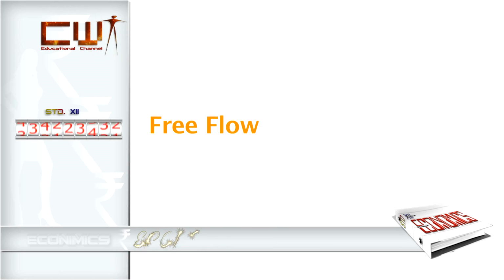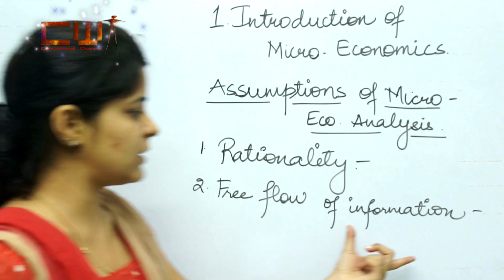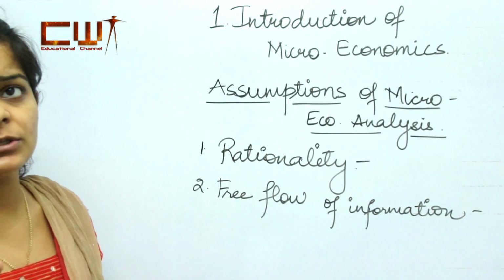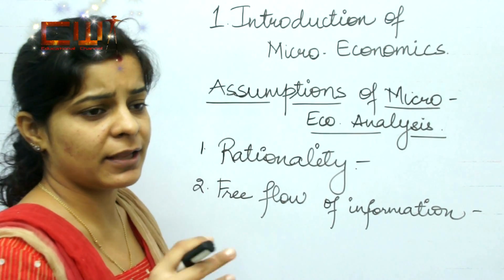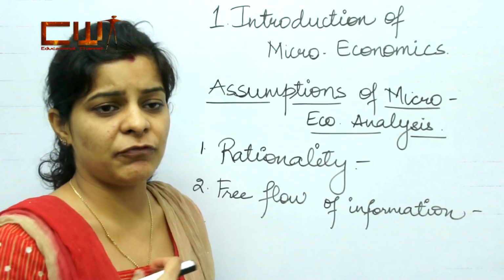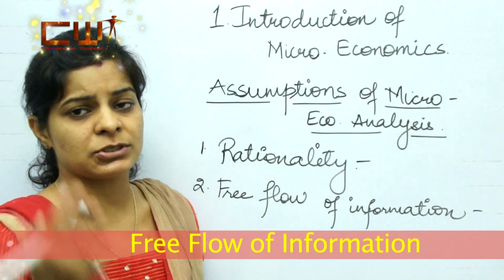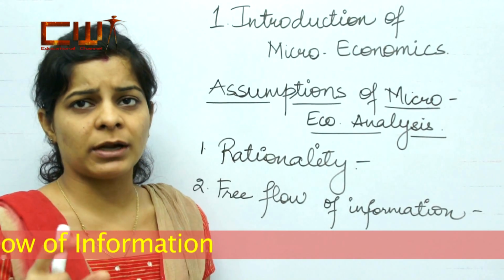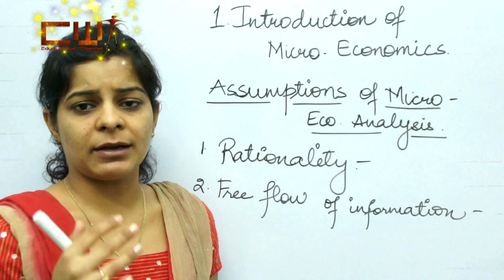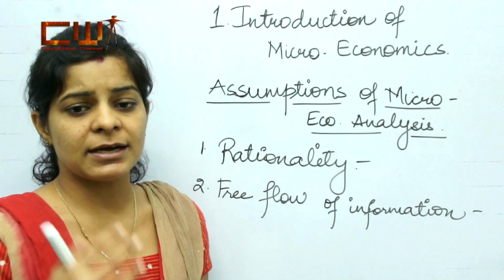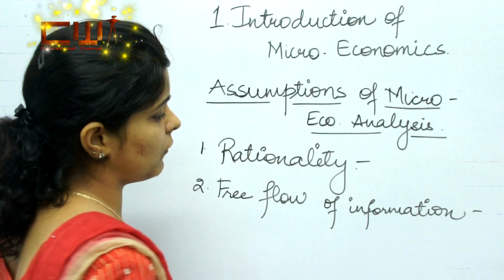The next assumption after rationality is free flow of information. What do you mean by free flow, and what is information? Information is exchange of data or exchange of ideas from one person to another. Information is you are giving something or telling something to somebody. If I am the seller and you are the consumer, I am giving you the information that I am producing a particular product and that it costs this much, right? So free flow means there is no interruption or hindrance in the information that is flowing from one person to another.